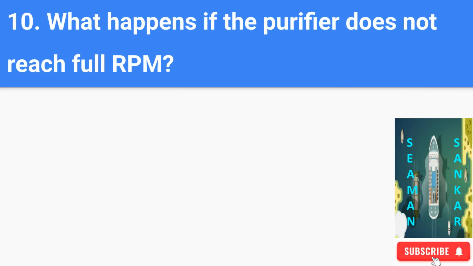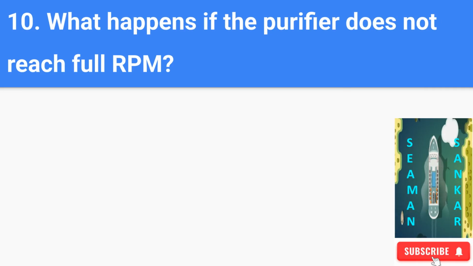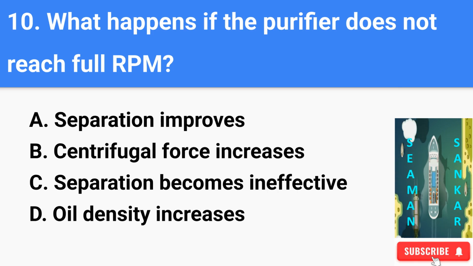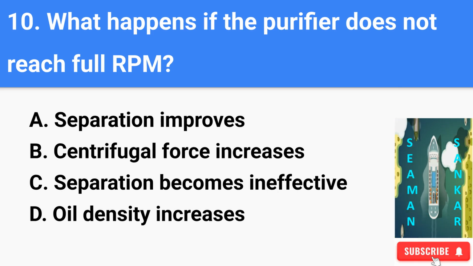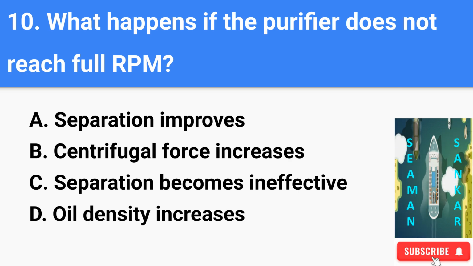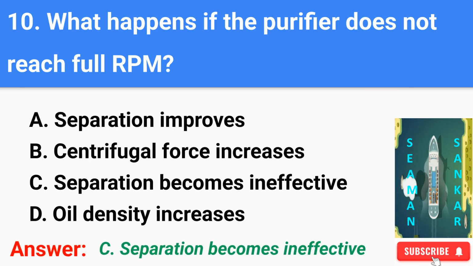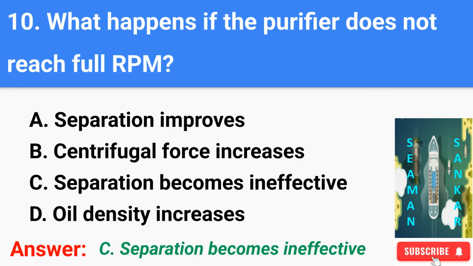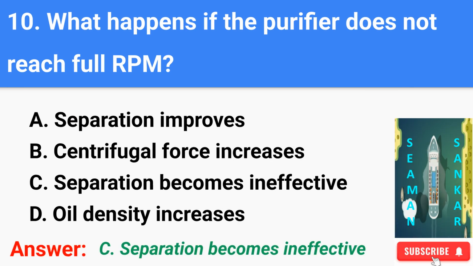Question 10. What happens if the purifier does not reach full RPM? A. Separation improves. B. Centrifugal force increases. C. Separation becomes ineffective. Or D. Oil density increases. The correct answer is C. Separation becomes ineffective. Full RPM is necessary for optimal centrifugal force and separation.